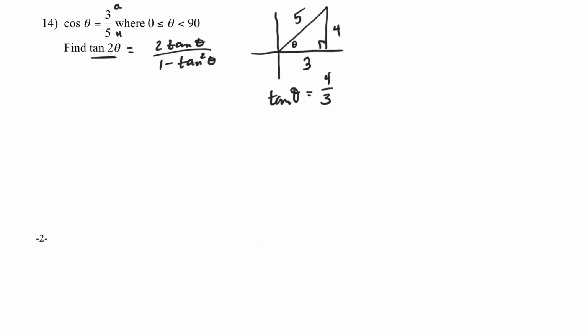Everybody look on the screen. There's a common mistake that people make every single year. If you make this mistake and you start plugging stuff in, all of a sudden things get all weird on you and you just lose it. You don't know what to do because it's not working out right. So here's what a lot of people do. They say 2 times tangent of 4/3 over 1 minus tangent of 4/3 squared. And that's what they think is the correct answer.